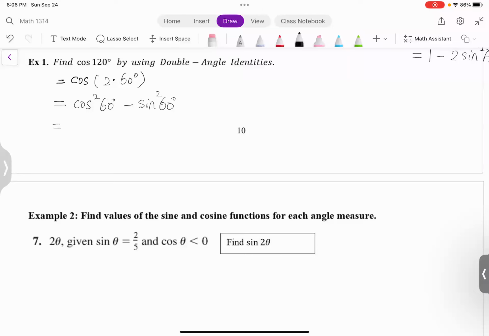And then I know these are special values. So cosine 60 is 1/2, squared, minus sine 60, which is square root of 3 over 2, squared. This is 1/4 minus 3/4. This is negative 2/4, which is negative 1/2. So cosine 120 is negative 1/2.